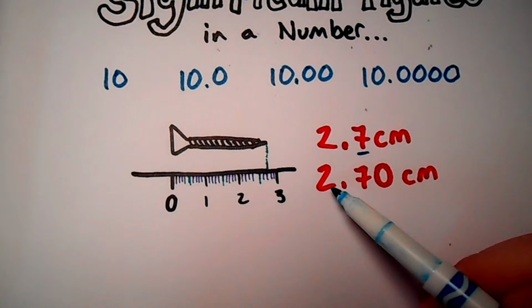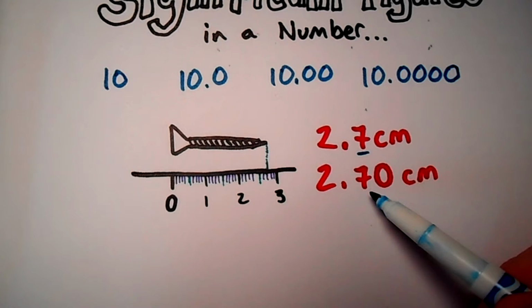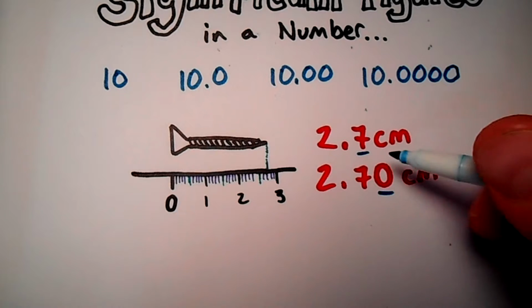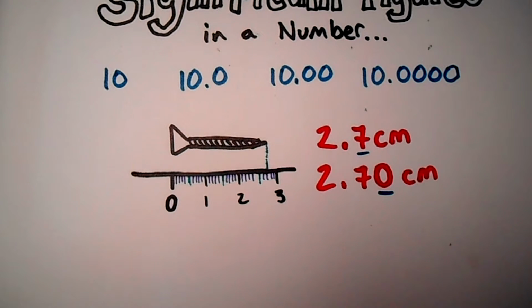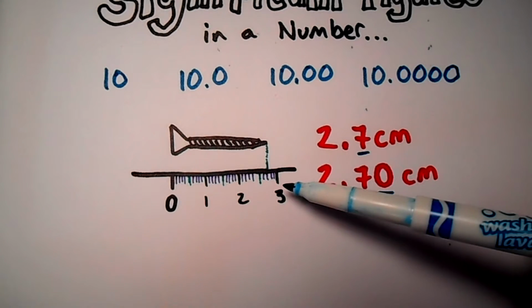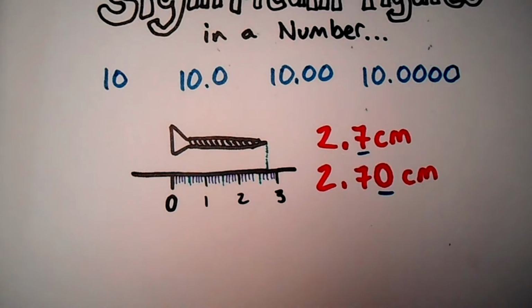I know for sure about the 2. I also have very good certainty about the 7. It's this 0 that is potentially estimated and thus in question. This number has 3 significant figures, whereas the previous one only had 2. With more information on my measuring instrument, I have more information on my measurement.